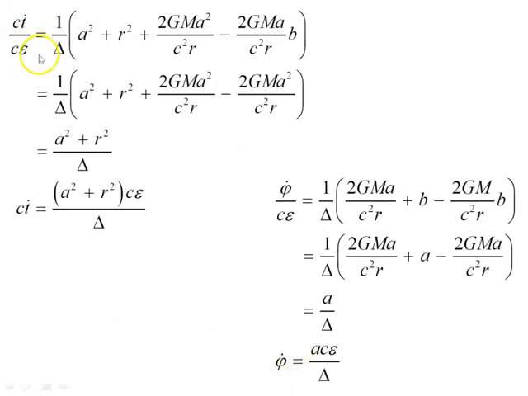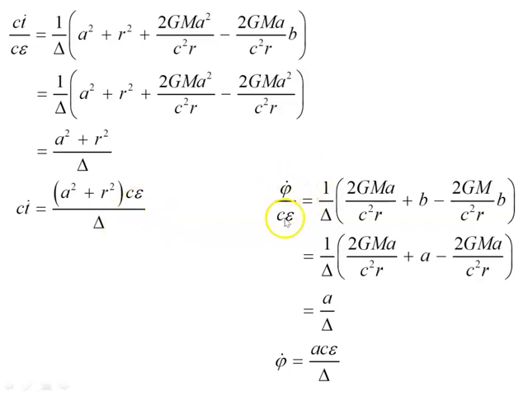All right, so ct dot and c epsilon is this. Remember that? We're going to set b equal to a. So when I put an a here, this becomes a squared. So we have 2GM a squared over c squared r, but we already have a 2GM a squared over c squared r, so they cancel. And we're left with just a squared plus r squared over delta. And if we then multiply through by c times epsilon, we get ct dot is a squared plus r squared, c times epsilon over delta.